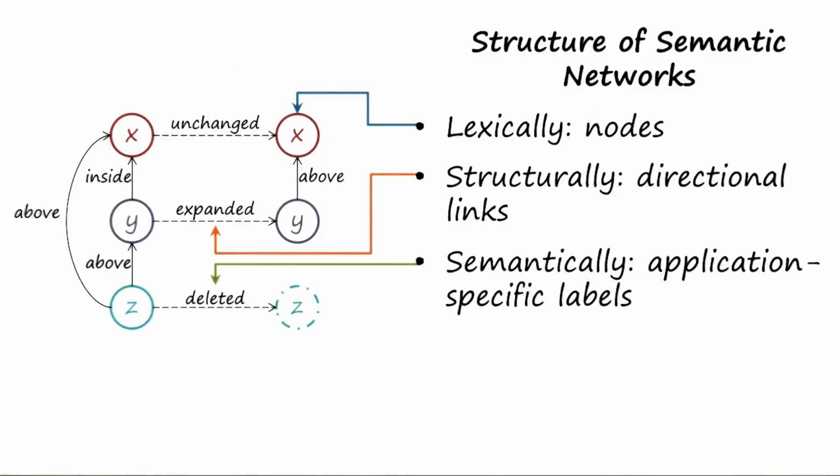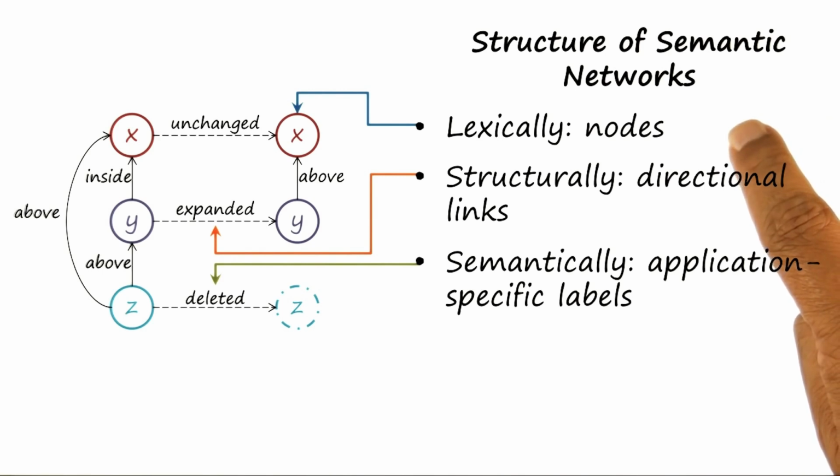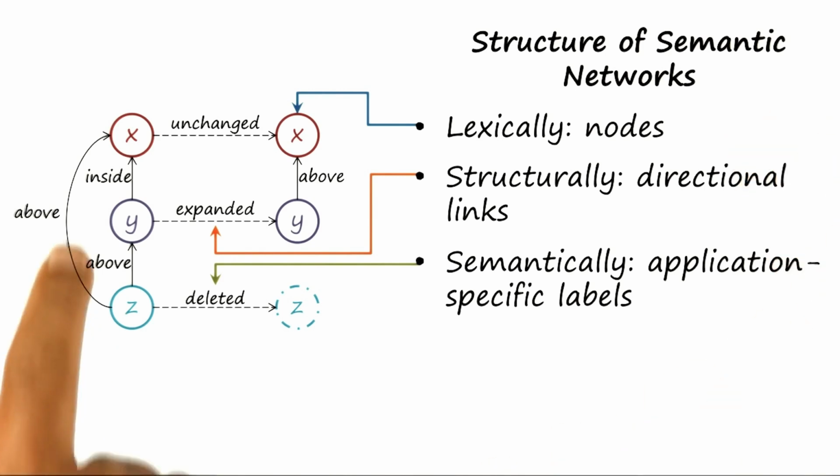Now that we have seen some examples of semantic networks, let us try to characterize semantic networks as a knowledge representation. A knowledge representation will have a lexicon that tells us something about the vocabulary of that representation language, a structure which tells us about how the words of that vocabulary can be composed together into complex representations, and the semantics, which tells us how the representation allows us to draw inferences so that we can in fact reason. In the case of a semantic network, the basic lexicon consists of nodes that capture objects, so X, Y, Z.